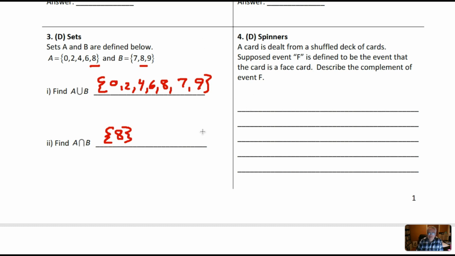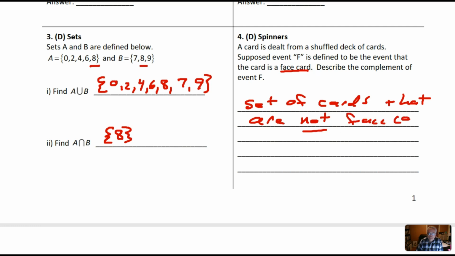All right. A card is dealt from a shuffled deck of cards. Suppose event F is defined to be the event that the card is a face card. Describe the complement of F. Well, the complement is the set of everything else. So this would be the set of cards that are not face cards. There we go. It takes me a little while to write.